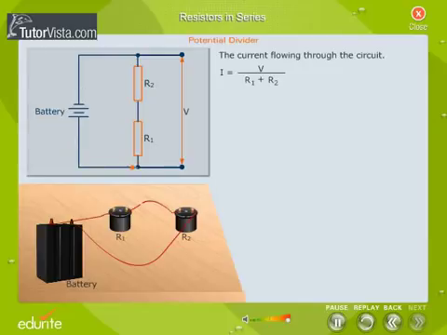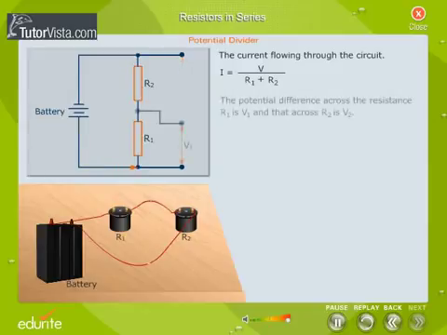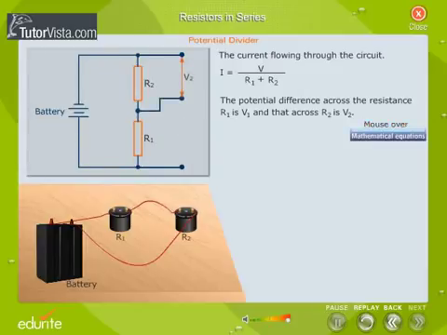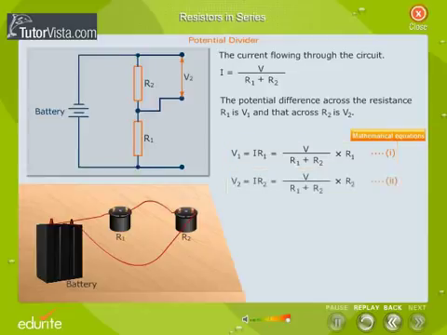The current flowing through the circuit is I is equal to V by R1 plus R2. The potential difference across the resistance R1 is V1 and that across R2 is V2. V1 is equal to IR1, that is equal to V by R1 plus R2 into R1. Equation 1. V2 is equal to IR2, that is equal to V by R1 plus R2 into R2.